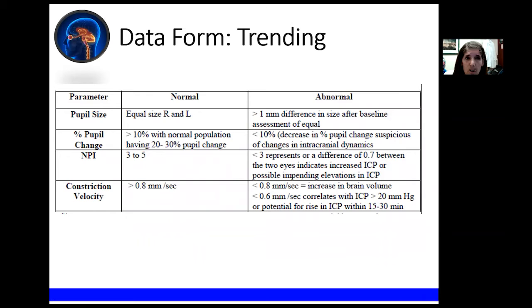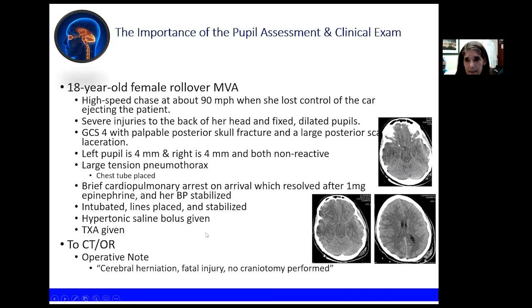So when we look at trending, the most important thing for NPI, a normal NPI, is 3 to 5. Anything under 3 represents increasing ICP or a difference of 0.7 between the two eyes. The constriction velocity, or how fast the pupil constricts, anything above 0.8 of a millimeter per second is normal. Anything under 0.8 of a millimeter per second represents increased ICP.